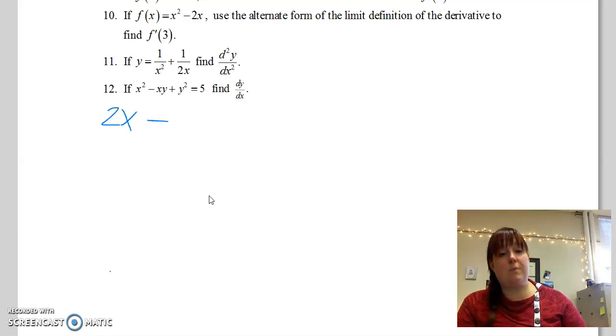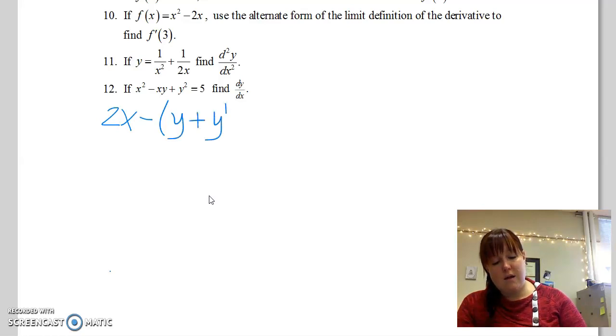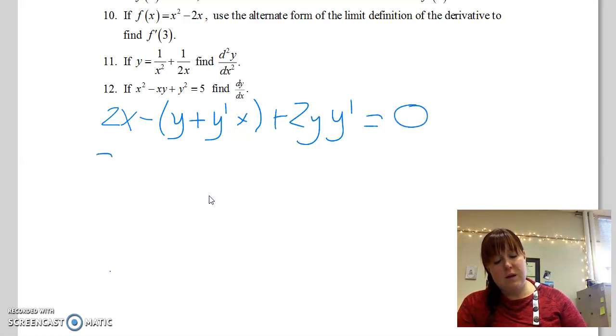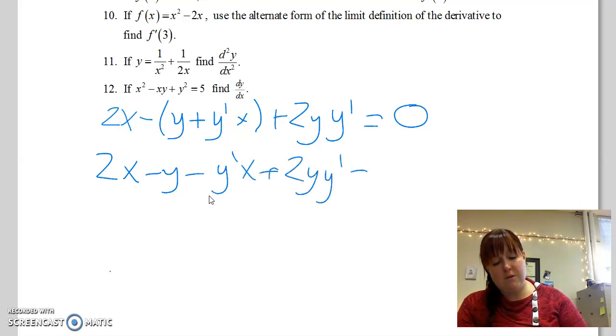Now here, we have to remember that this is a product. So we're going to have the derivative of the first times the second. I'm going to give myself some parentheses so I remember. The derivative of x times y plus the derivative of y times x plus 2y times the derivative of y, and the derivative of 5 is 0. And so then we have 2x minus y prime x plus 2y y prime equals 0.